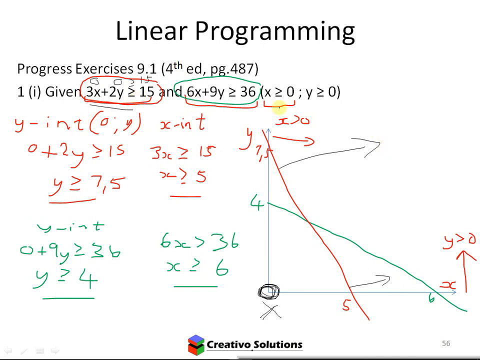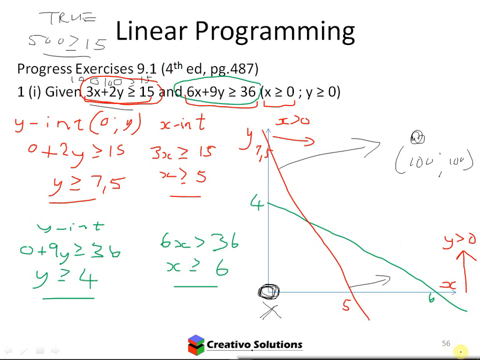If I take a big number, let's say 100, if I make this 100 and 100, what's 100 times 3 and 100 times 2? 300 plus 200 is 500. Is 500 bigger than 15? Yes. Is that true? Yes. So can I have the point (100, 100)? Yes, I can. Does that make sense?